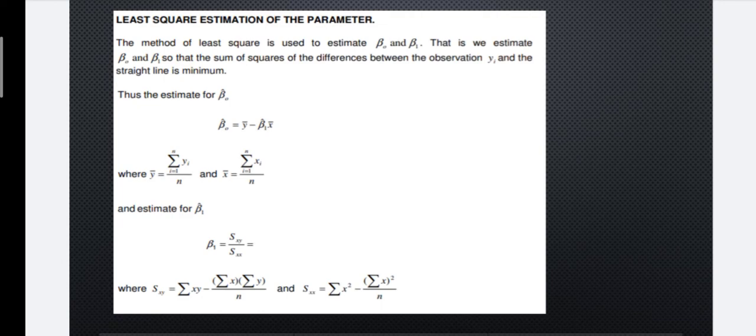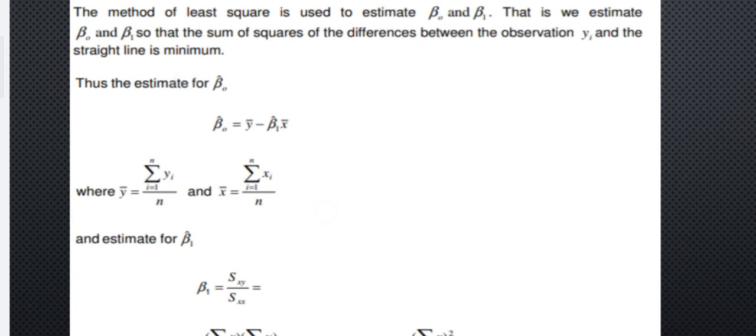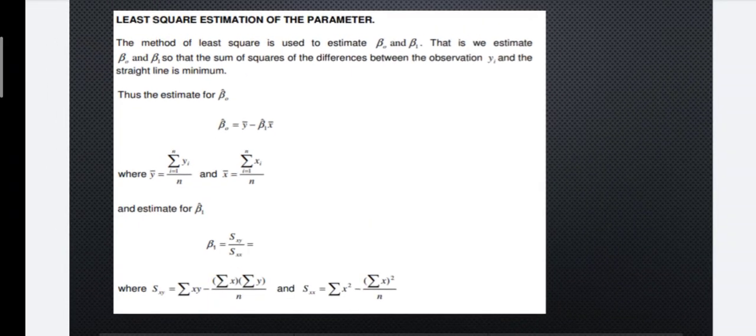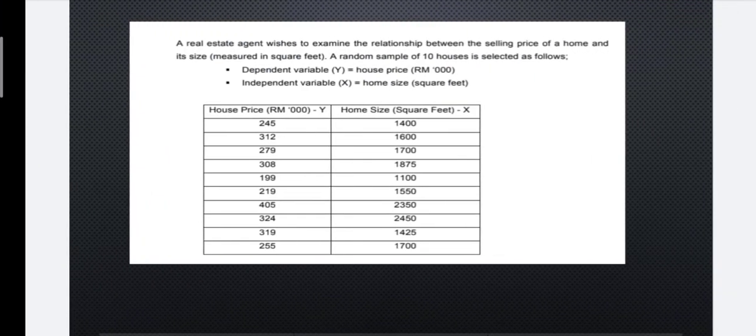Okay. So first cari dulu beta 1. Once we have the value of beta 1, replace beta 1 in this formula untuk dapatkan beta naught. Okay. So y bar adalah mean untuk y, x bar adalah mean untuk x. So lastly you akan dapat equation. It will be y hat equal to beta naught hat plus beta 1 hat x. That is your regression equation. Okay.